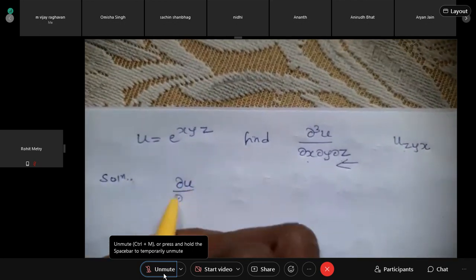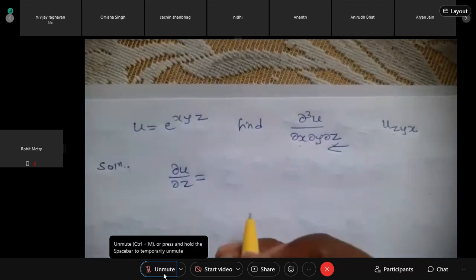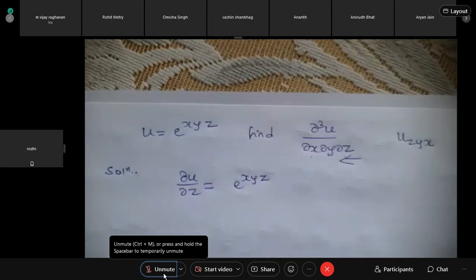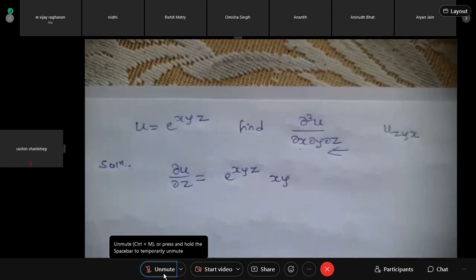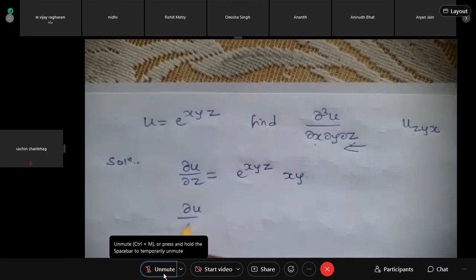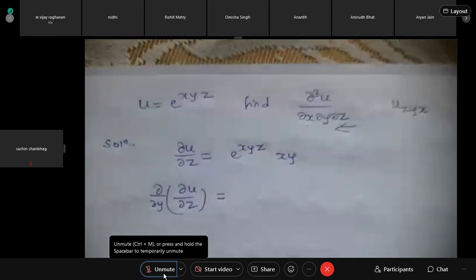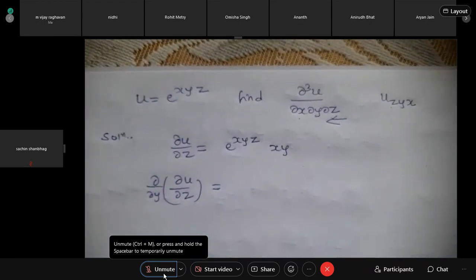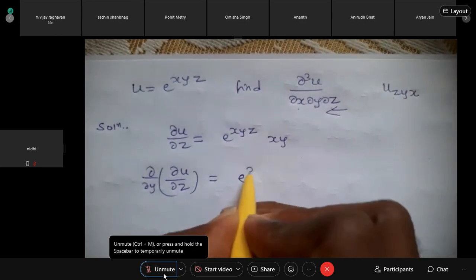So I will take ∂u/∂z. Can somebody tell what will be the differentiation of this with respect to z? e to the power xyz into xy. Now I will differentiate this with respect to y. How do you differentiate this? Product rule. Yes, sir. We have to use product rule.